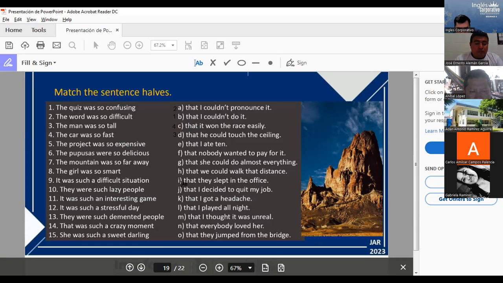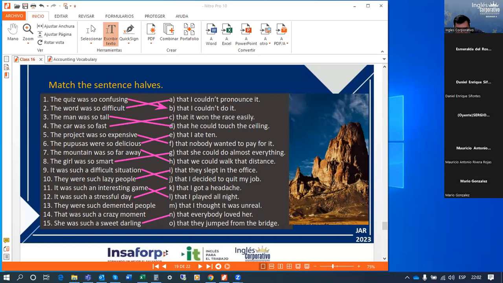And number. She was such a sweet darling that everybody loved her. Veamos. 13 and 14. That, 13, letter O. That they jumped from the bridge. It was such a crazy moment that I thought it was unreal. Excellent. Very good. Good job. Okay, thank you. You're welcome.